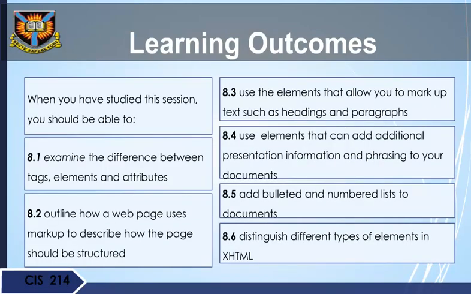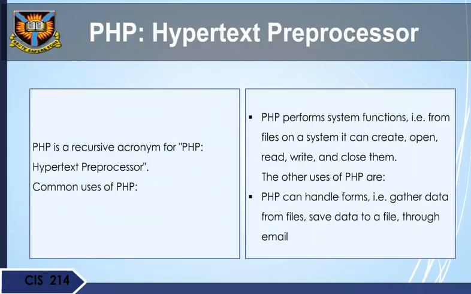Learning outcomes. When you have studied this session, you should be able to examine the difference between tags, elements, and attributes. Outline how a web page uses markup to describe how the page should be structured. Use the elements that allow you to mark up text such as headings and paragraphs. Use elements that can add additional presentation information and phrasing to your document. Add bulleted and numbered lists to a document. Distinguish different types of elements in XHTML.